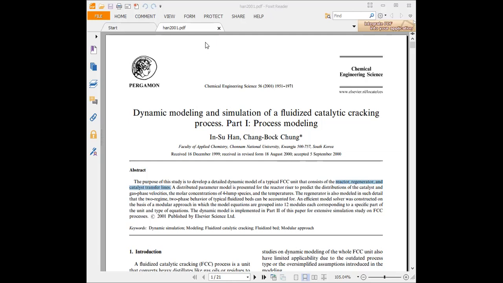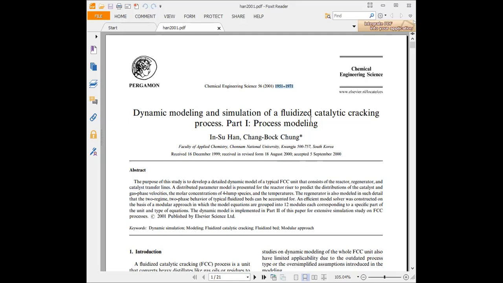So we will just try to find out how one can start this process. Okay, so this is the research article which is published in the journal Chemical Engineering Science. Just for your information, this is the name of that journal. 56 is the volume. This is the year of publication and number of pages, let's say from 1951 to 1971. So it consists of almost 21 pages, right?